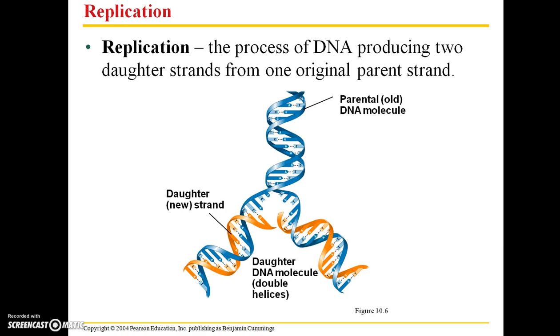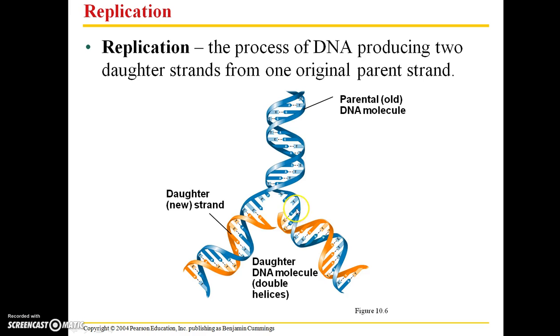Replication is the process of DNA producing two daughter strands from one original parent strand. So here we see the parent DNA molecule shown in blue. What happens is there are special enzymes that will split that DNA molecule in half without damaging it and allow replication to occur. So replication occurs with the nitrogenous base here.